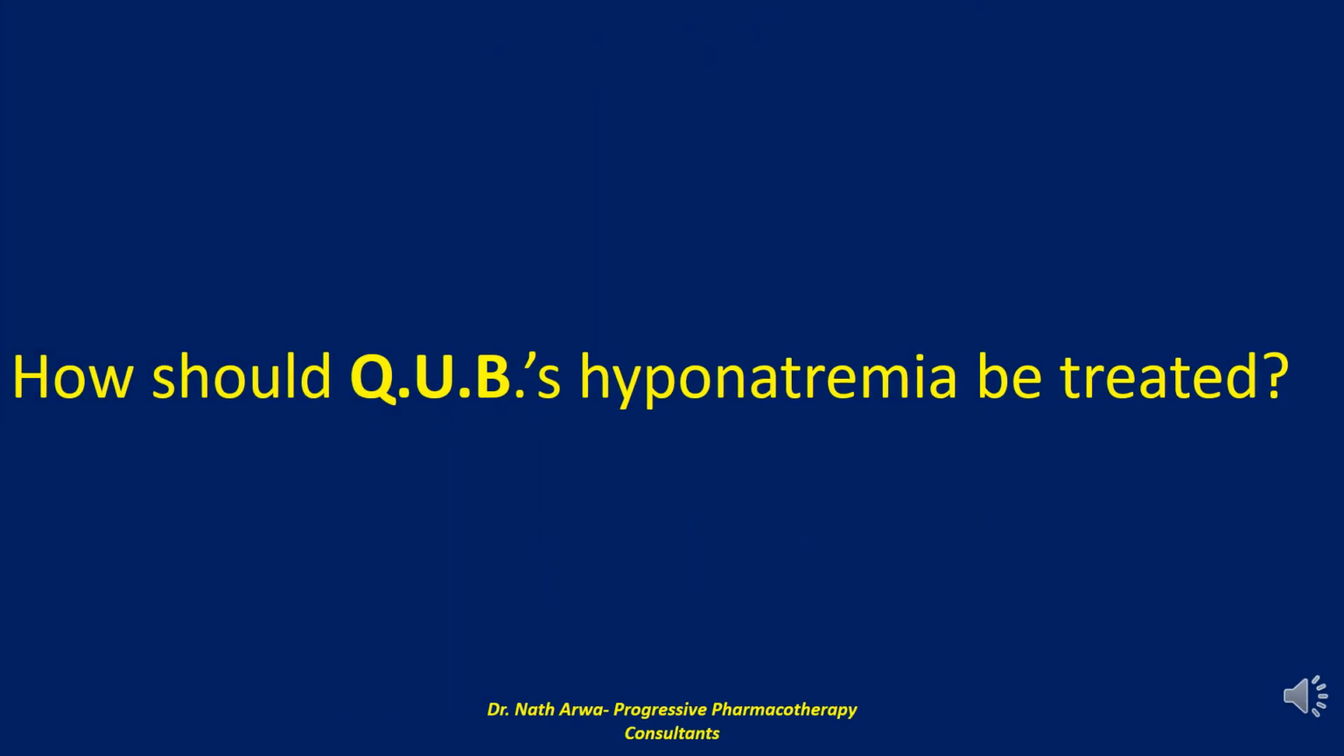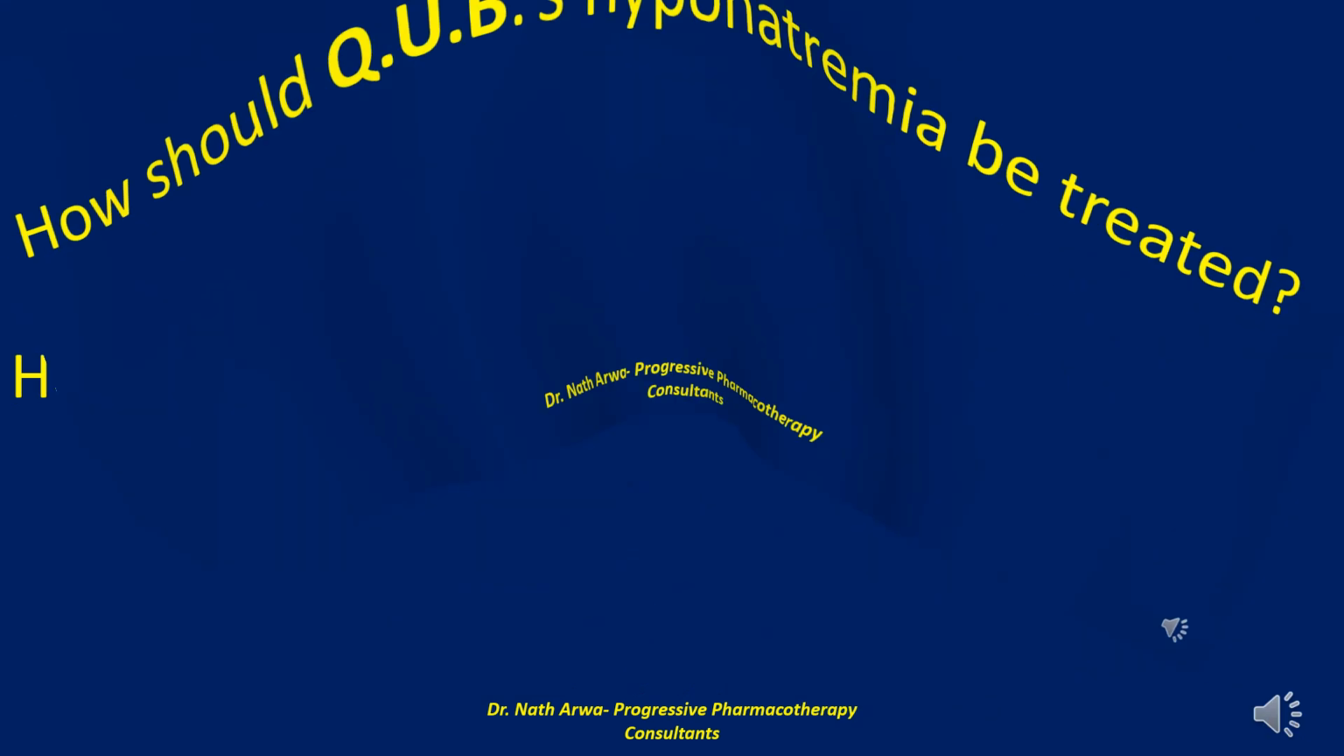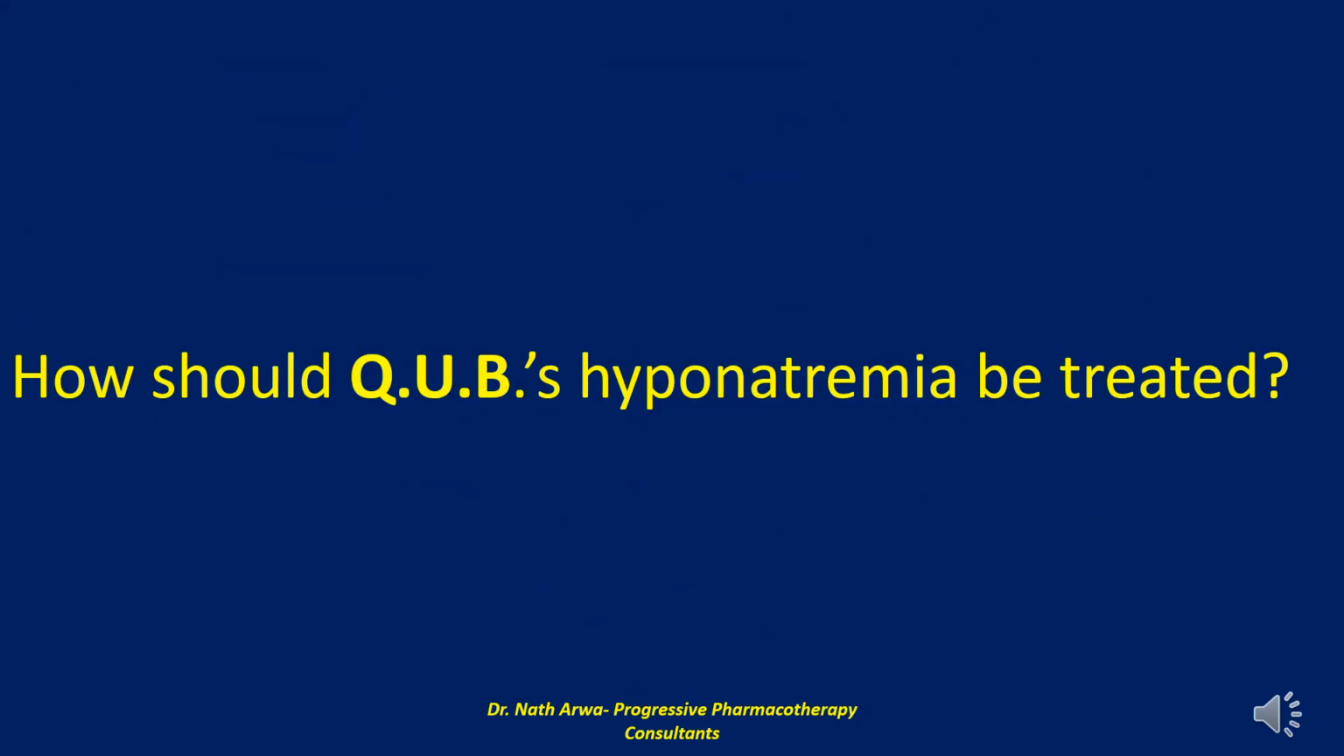The next question reads, how should QUB's hyponatremia be treated? The treatment of hypovolemic hyponatremia involves sodium replacement to correct the deficit. The sodium deficit can be estimated by the following formula.